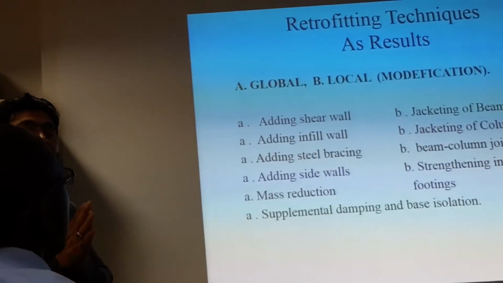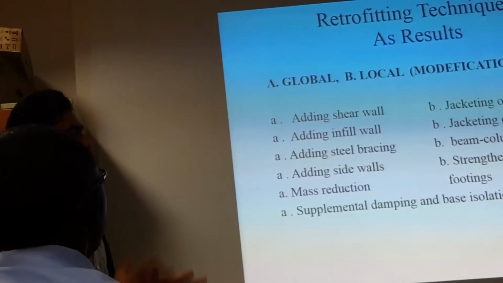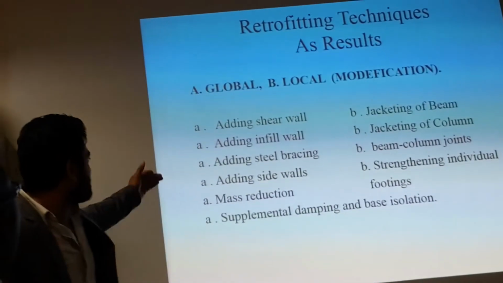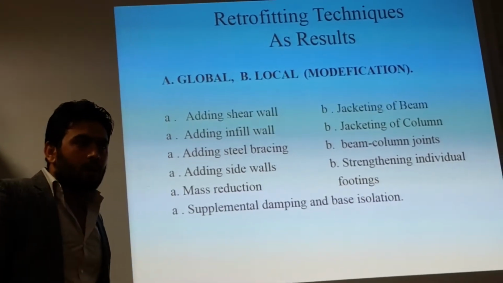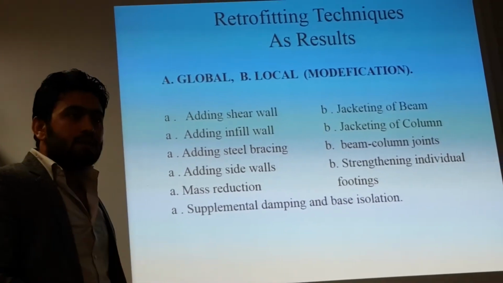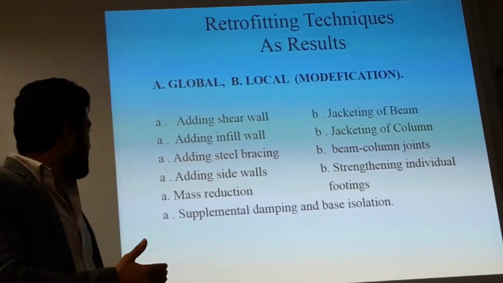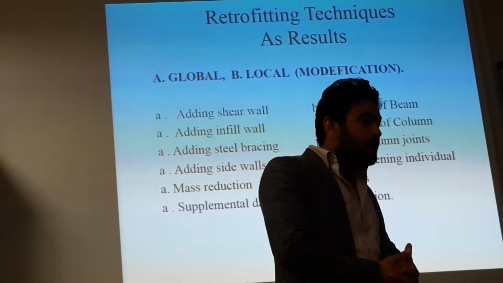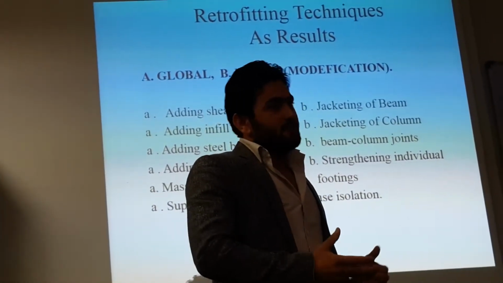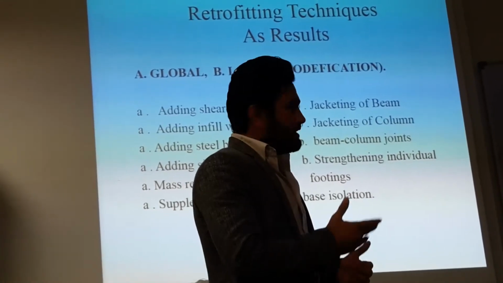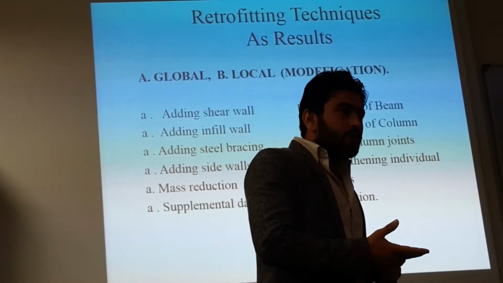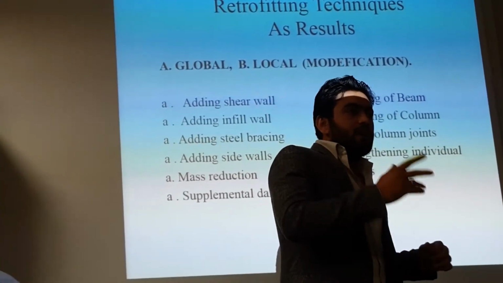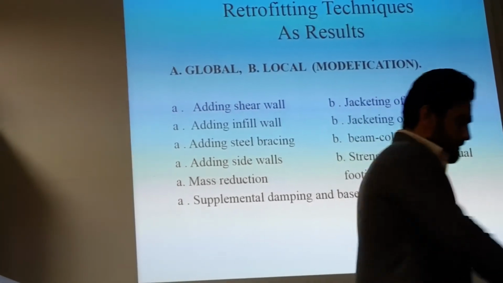To retrofit any building, we can have two cases: one global and the second local. In global cases, we add members such as shear walls, infill walls, parapet walls and side walls, or do a mass reduction for the building, and also supplemental damping and a base isolation system. In local cases, we may have jacketing, whether steel, fabrics, or in beam-column joints, and also strengthening the individual members of a building to retrofit it.